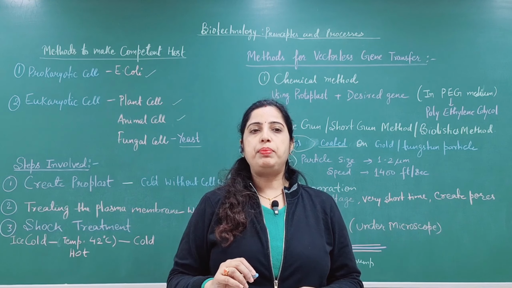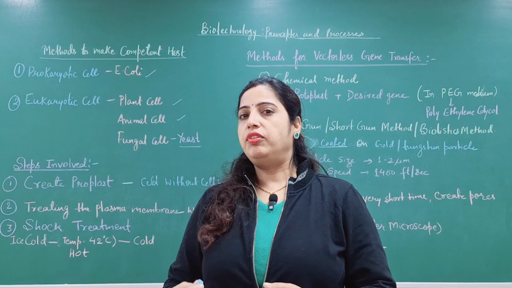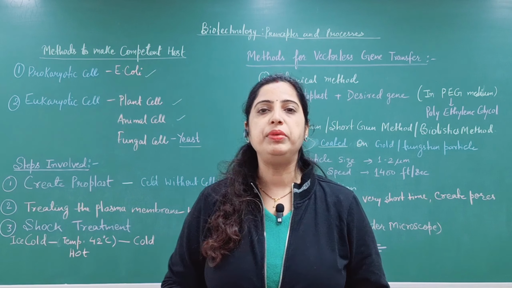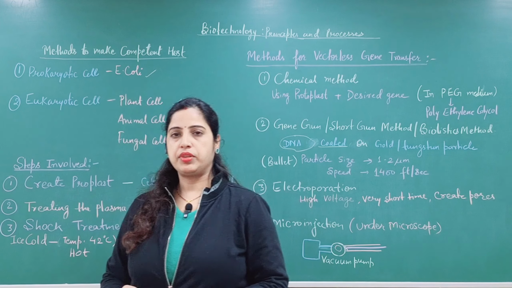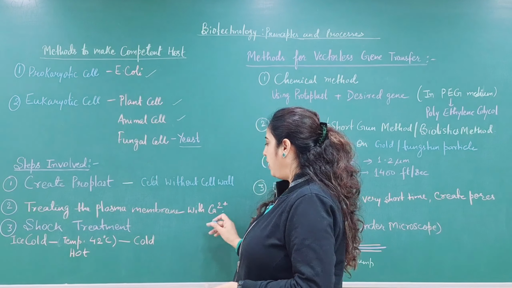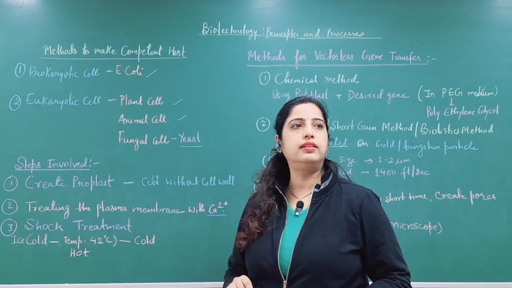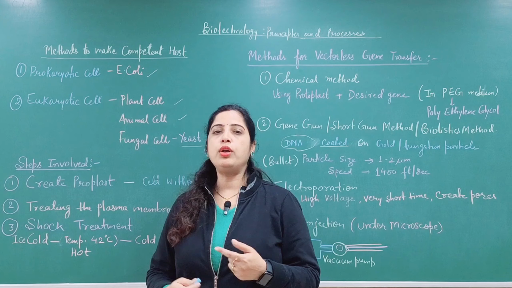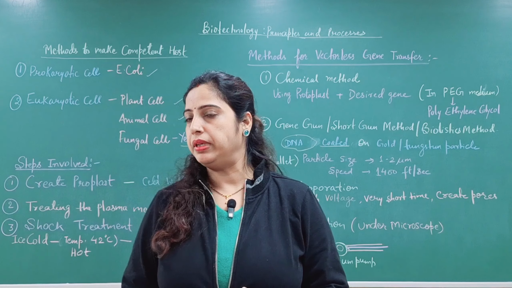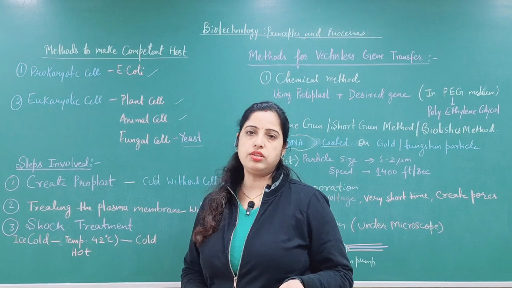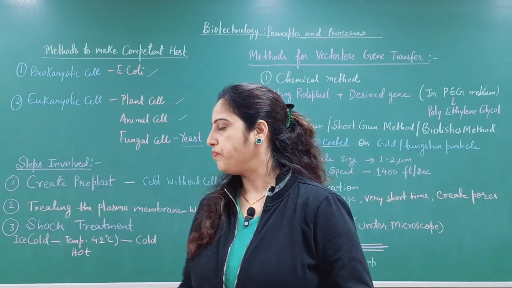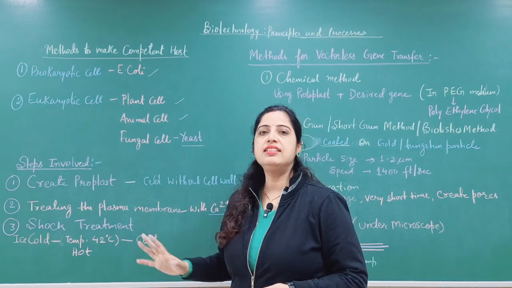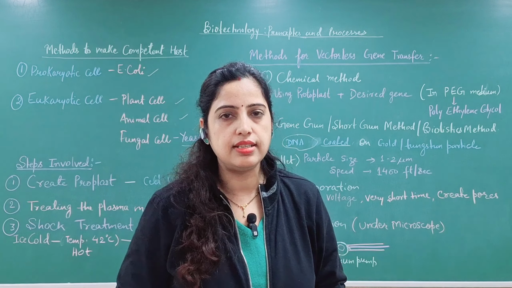Now, when you have the protoplast, you just need to treat the plasma membrane with calcium ion, so that it increases the permeability of the cell membrane. I hope you are getting it. So why are we giving the calcium ion here? It will help the plasma membrane to be more permeable, which is actually desired for the purpose. Now, once the DNA or the gene is inside the cell.